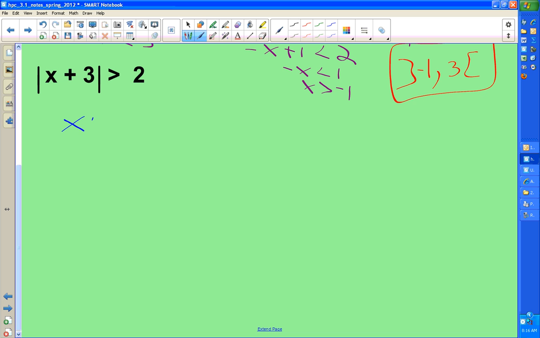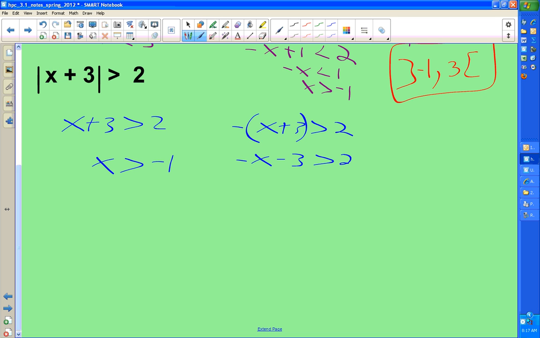So if we write it down twice, x plus 3 is greater than 2, x plus 3 is greater than 2, parentheses and a negative on the second one. X is greater than negative 1. Negative x minus 3 is greater than 2. Negative x is greater than 5. X is less than negative 5.